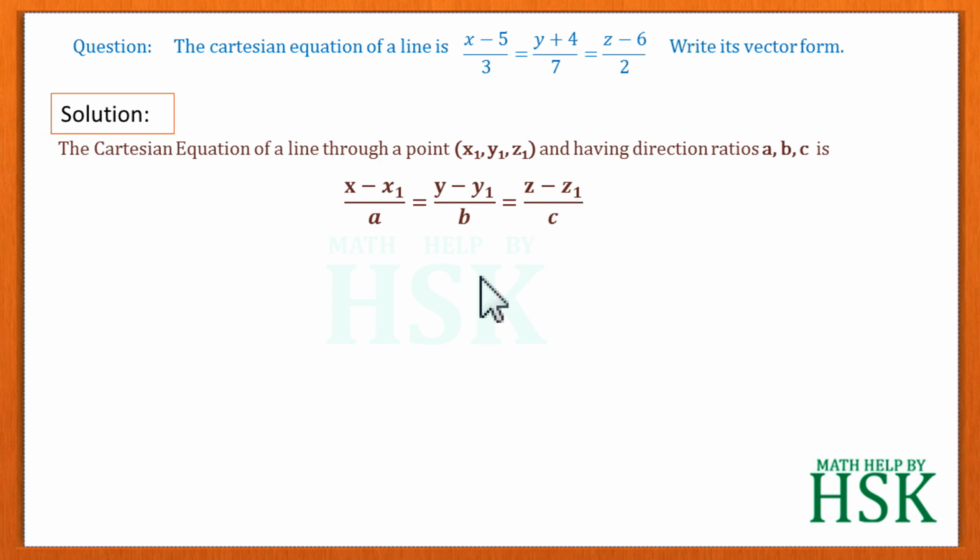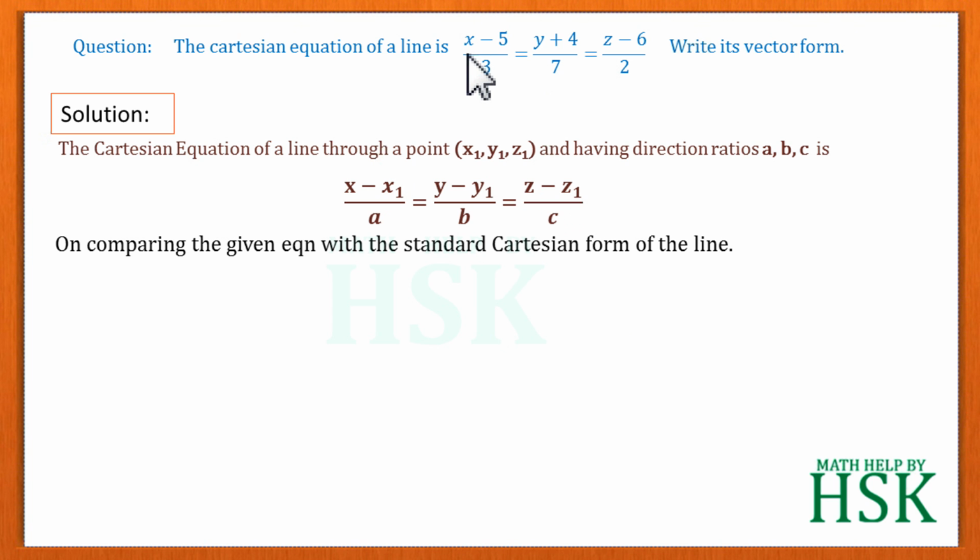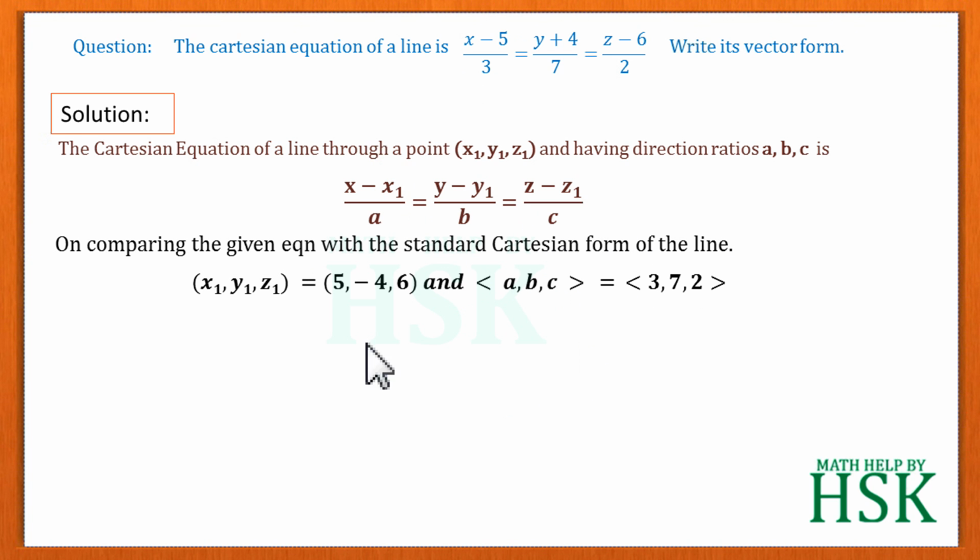Now, as the given equation is (x - 5)/3 = (y + 4)/7 = (z - 6)/2, on comparing this given equation with the standard Cartesian form of the line, we can easily write x1, y1, z1, that is a point through which the line passes, as (5, -4, 6), and a, b, c, that is the direction ratios of the line, as 3, 7, 2.